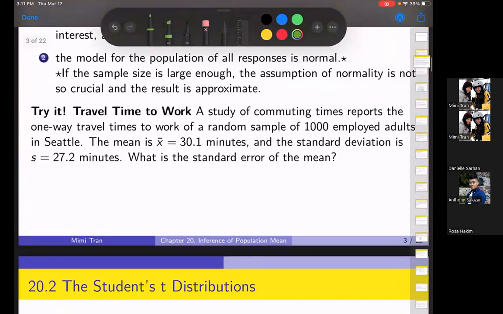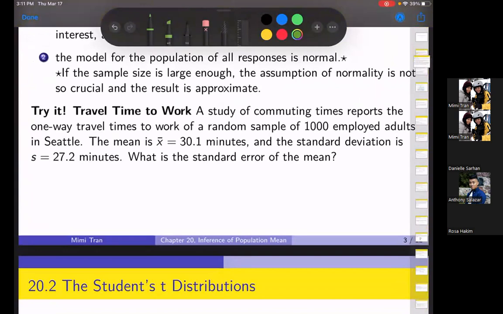All right, let's do this one. Put your answer in the chat for me privately. I have like 15 people. Oh my goodness. Let's see how many I have in my class. Participants.